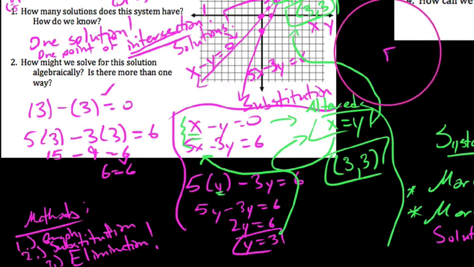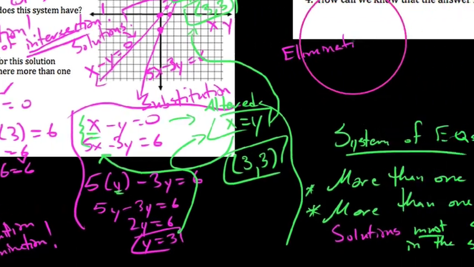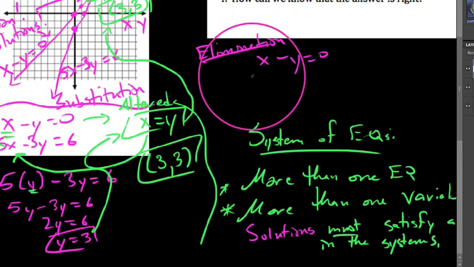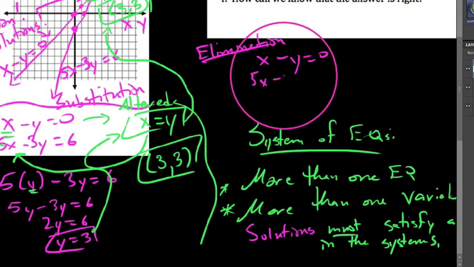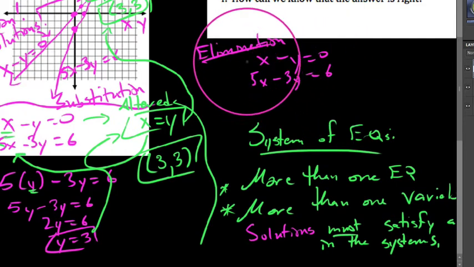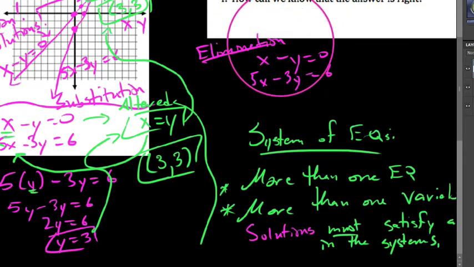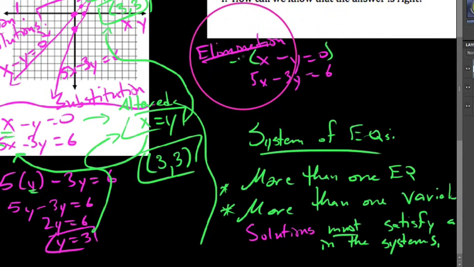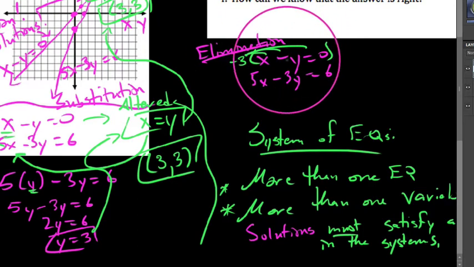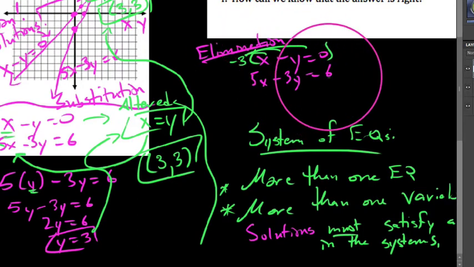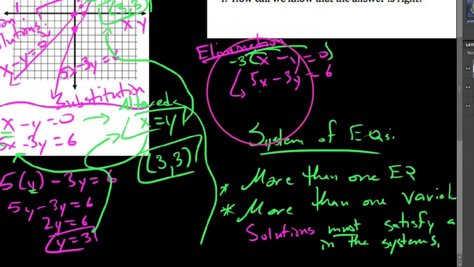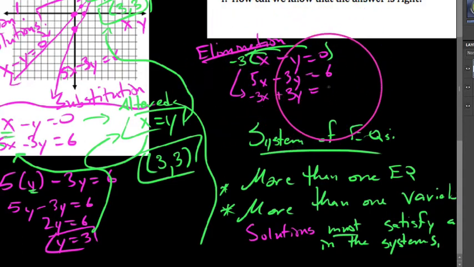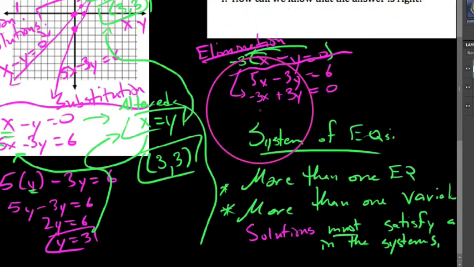The last method is elimination, and elimination has a goal. Looking at the original equations again, x minus y equals 0 and 5x minus 3y equals 6, we want to find two variables whose coefficients we can make opposites of one another. For instance, if I take this whole top equation, which I'm allowed to do, times negative 3, it would turn this negative y into a positive 3y. So I'm going to transplant this equation down here. We would get negative 3x plus 3y equals negative 3 times 0, which is 0. This is my new system.